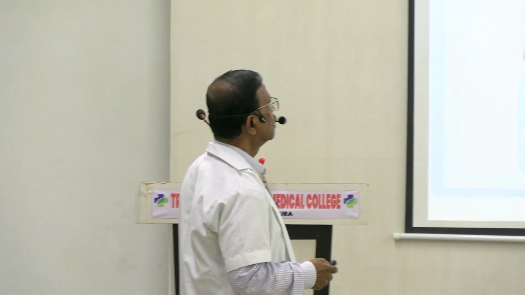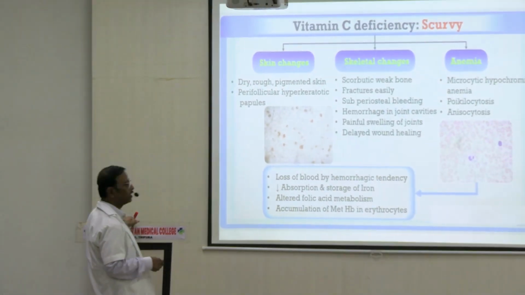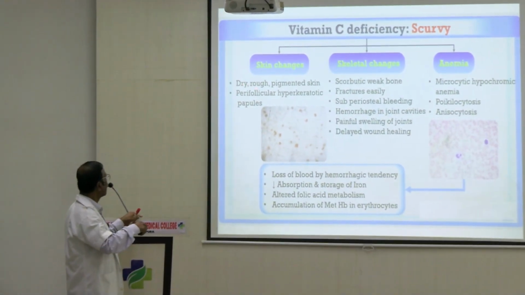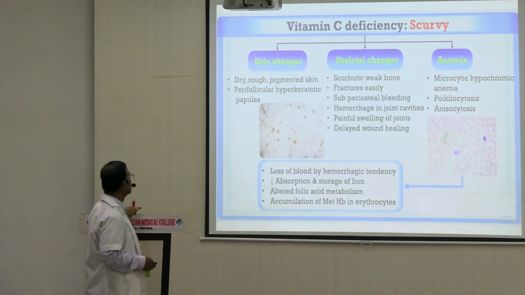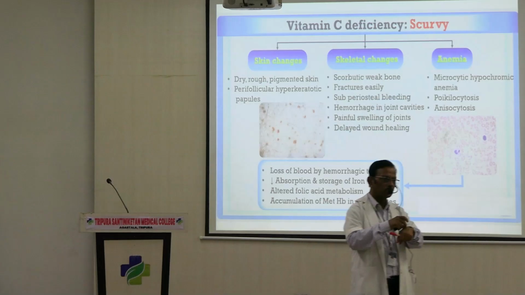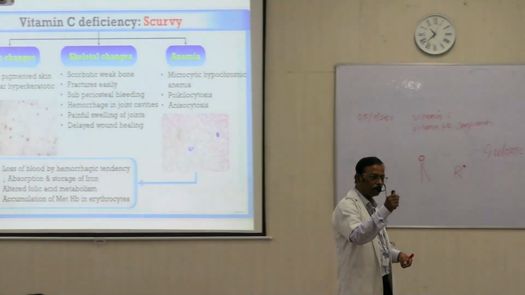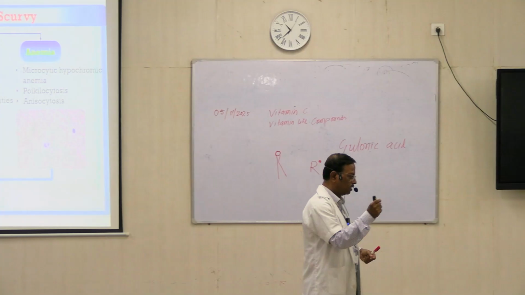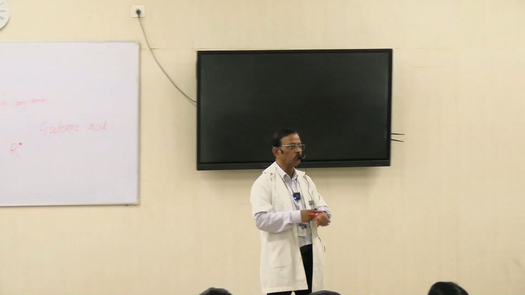Now, along with these symptoms, there are other skin changes. Skin will be dry, rough, pigmented skin. Perifollicular hyperkeratosis will be there. The skin has hair, no? Hair follicles. So the margin of the hair follicle becomes a bit rough, elevated. So, skin will not be smooth.